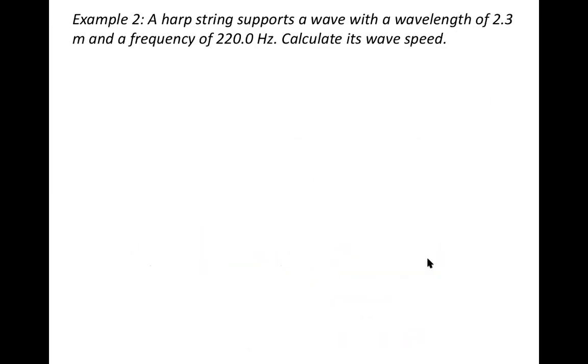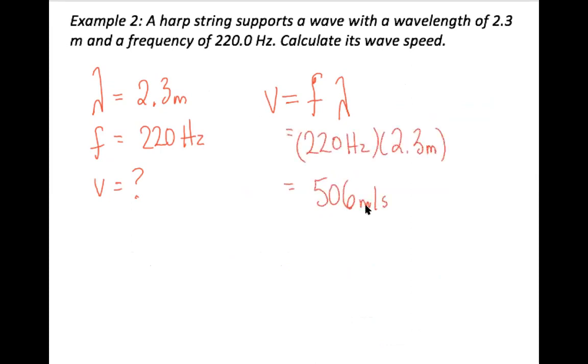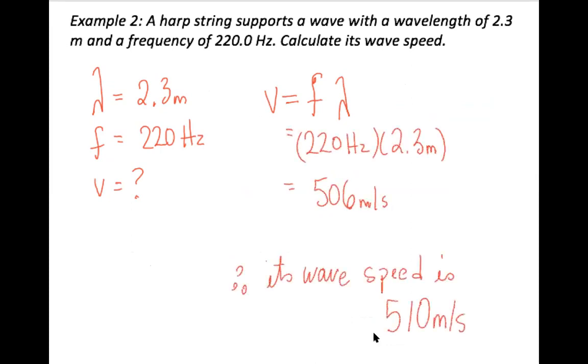Okay, let's try an example. What are our givens? We are given the wavelength and the frequency, and we want to find speed. So we substitute into our universal wave equation, v equals f lambda, and we get 506 meters per second. And then to round to 2 sig figs, that would be 510 meters per second.